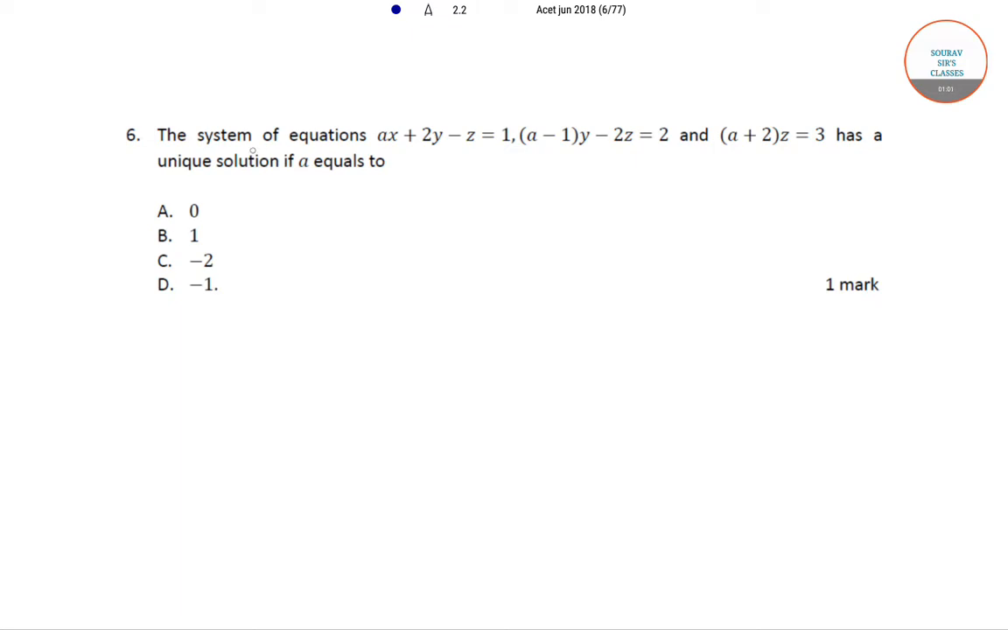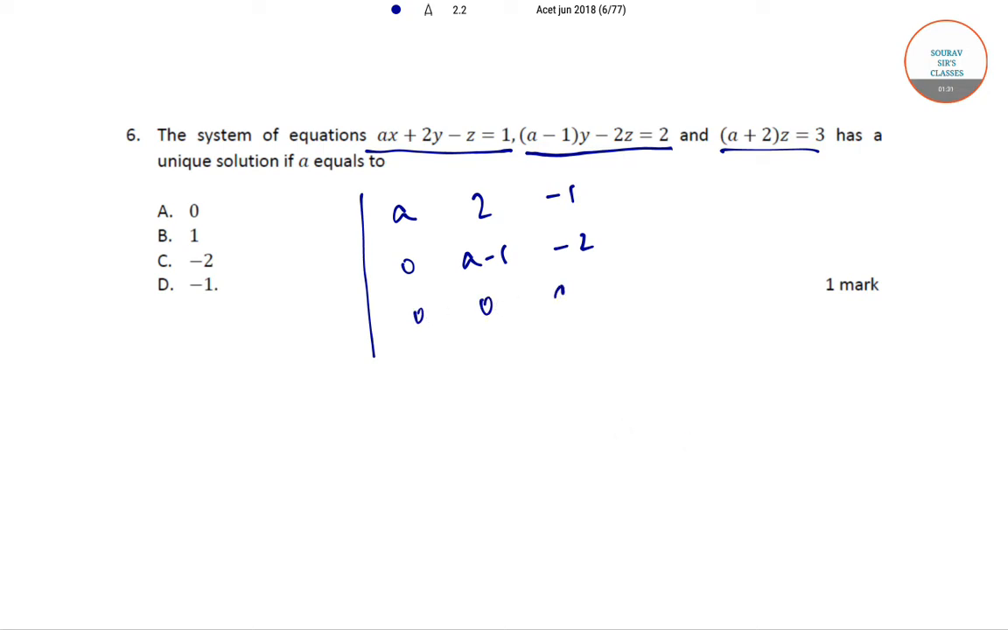The next question is, the system of equations ax plus 2y minus z is equal to 1, a minus 1 into y minus 2z is equal to 2, and a plus 2 into z is equal to 3 has a unique solution if a equals. So now first let us write the determinant. So this would be a 2 minus 1, 0 a minus 1 and minus 2, and 0 0 a plus 2.